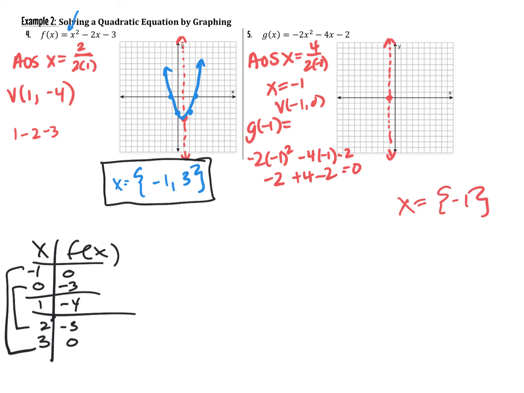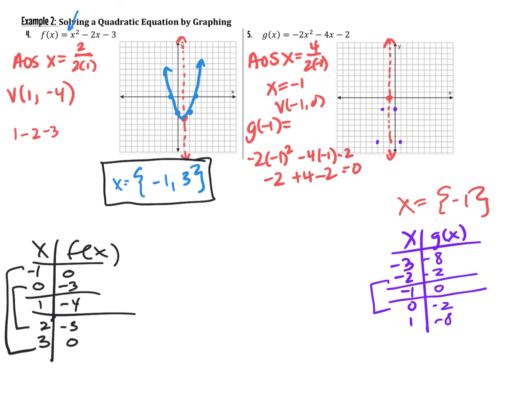Now this question says solve by graphing, so we do need to have a fully graphed quadratic there. So you can go ahead and make your table and plug in some points to get the full graph. So once we've made our table and found all our points, we're going to connect our curve.